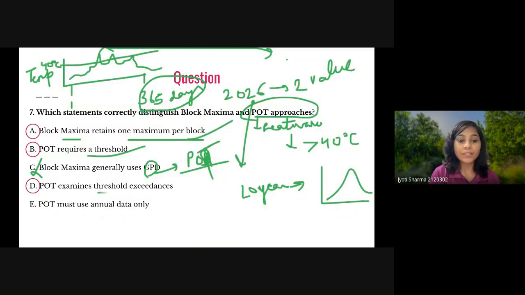POT examines threshold exceedance. This is what we are doing with the POT, right? We are seeing how many days it exceeded the threshold. So this is what we are doing with POT. POT must use annual data only. No, this is not necessary. We can have annual data, daily data, or monthly data. So based on our need, we can use any kind of data set for the POT. So this is again not the right option.